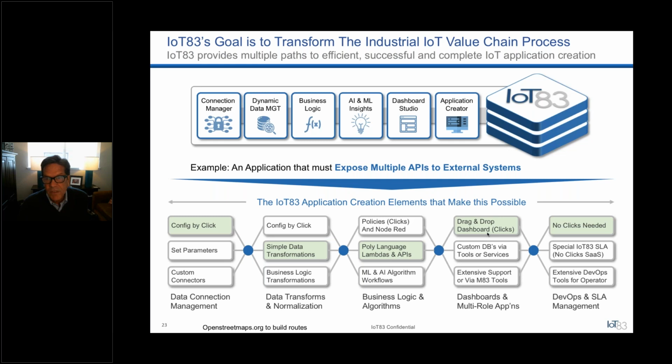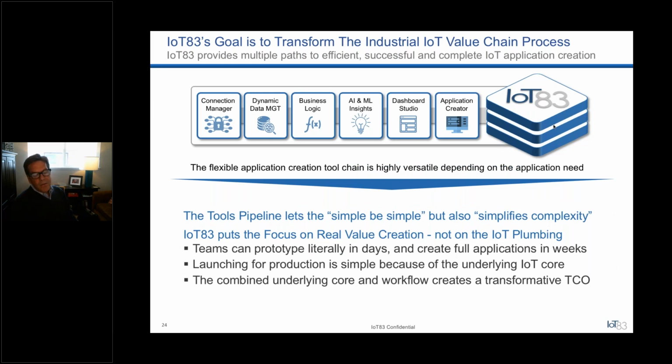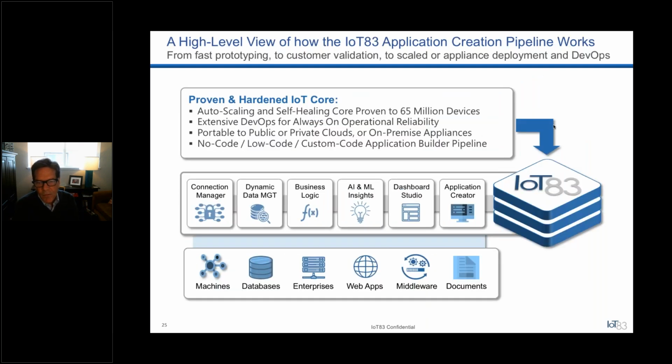The way the platform is set up, once you've created an application, it's ready for scale because it's riding on top of the Elastic IoT core, again, that has been scaled to 65 million plus applications, or other device connections. So the whole point is the tools pipeline lets the simple be simple, but also simplifies complexity. It lets OEMs, operators, and businesses focus on the application that they need, leveraging their market expertise, not the IoT plumbing. So I'm going to summarize what the platform really is.